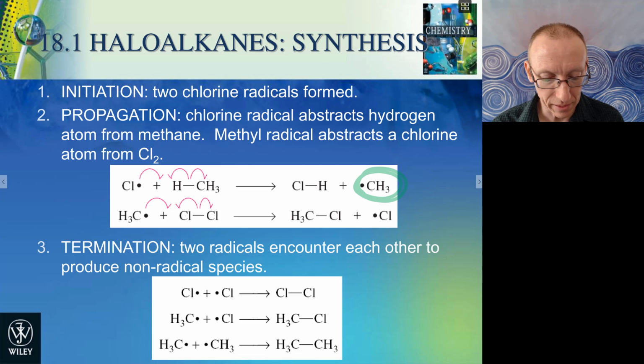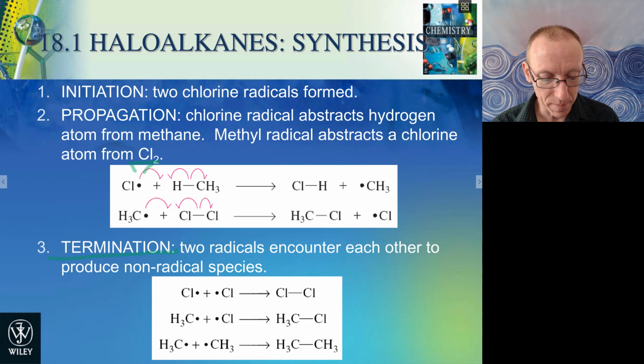The methyl radical then in a second step can react with the chlorine, the dichlorine molecule, to generate the desired product, the chloromethane, and a chlorine radical, and that goes back into our cycle.